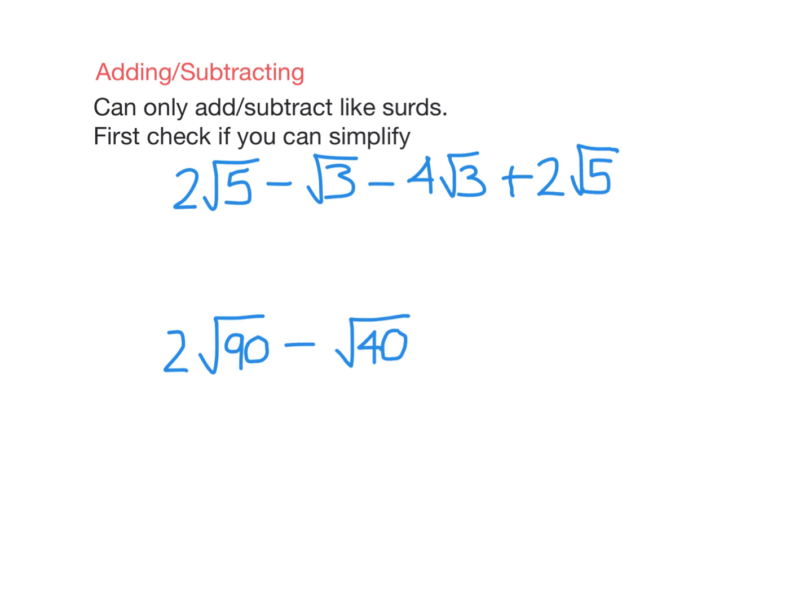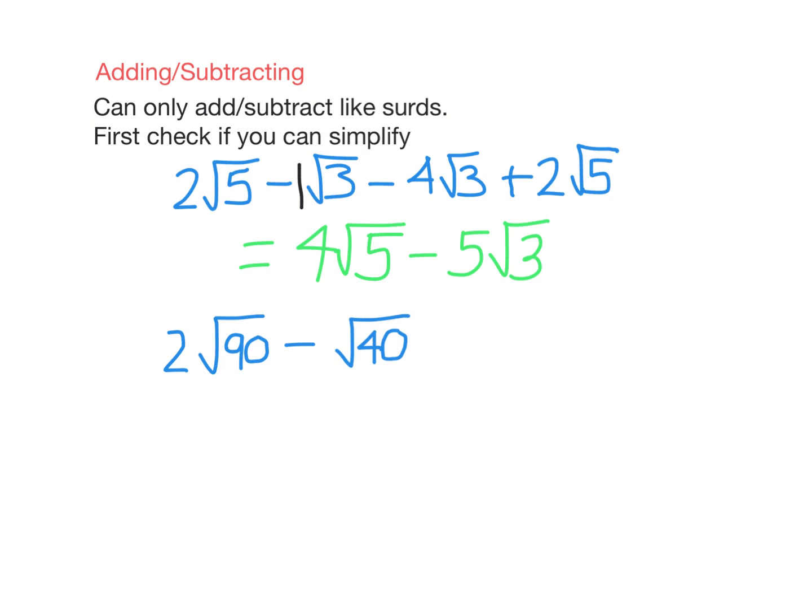So 2 root 5 plus 2 root 5 is like 2x plus 2x, which is 4x. 2 of something plus 2 of something, you now have 4 of something. I have to do the root 5s and the root 3s separately because they're like surds. So negative root 3 minus 4 root 3, we're just going to add the coefficients. Nothing in front means 1. Negative 1 minus 4 is negative 5. So this will just be negative 5 root 3. I can't simplify this any further. These are not like surds.